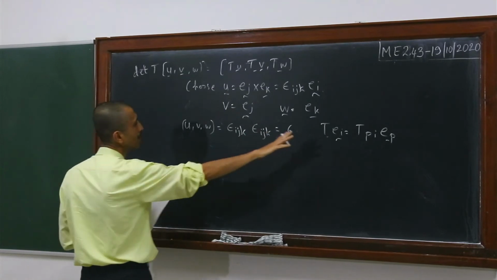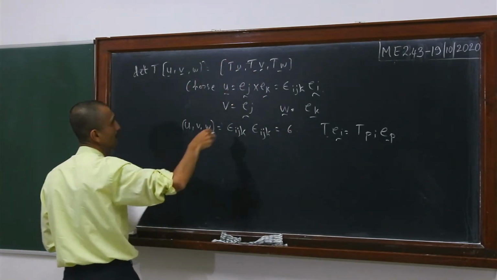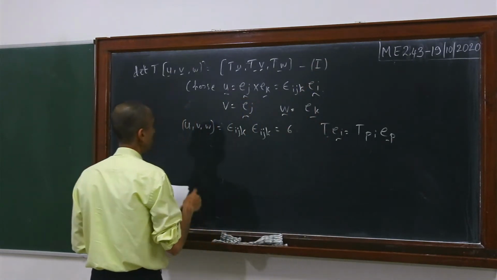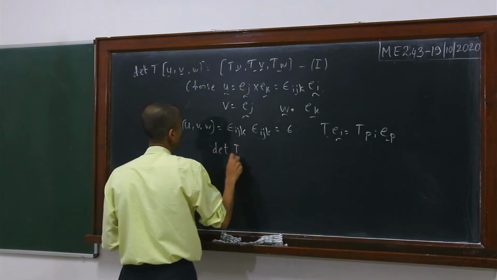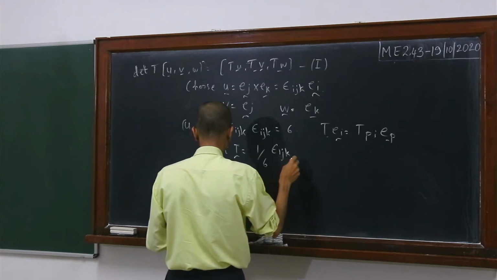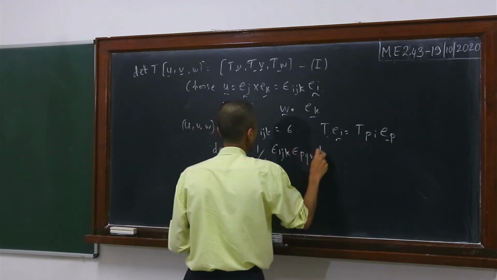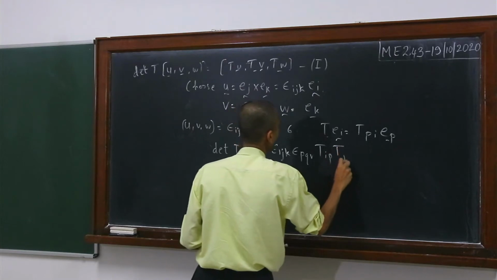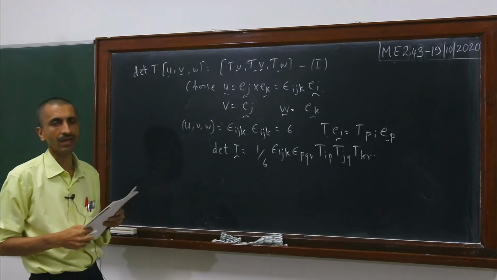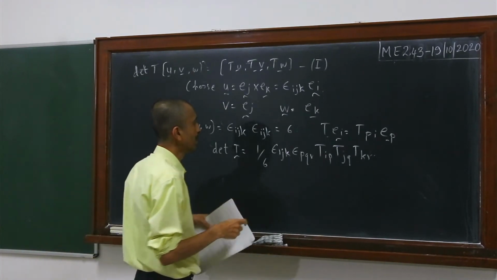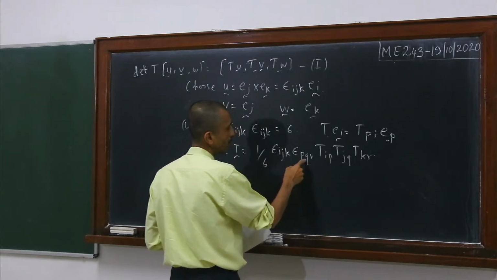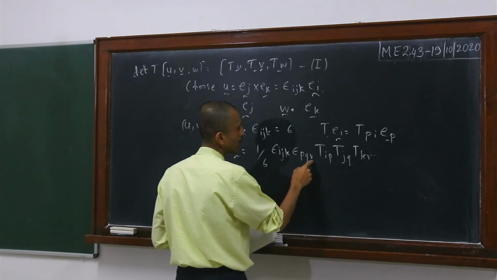If you substitute all these expressions into this first relation, let me call it 1, then what you will get is that the determinant of T is equal to 1 by 6 of epsilon_ijk epsilon_pqr times T_ip T_jq T_kr. You will see there is a kind of symmetry in this expression. Here you can see that i goes with p, so you get ip, then j goes with q, that is this jq, and k goes with r, that is this kr here.